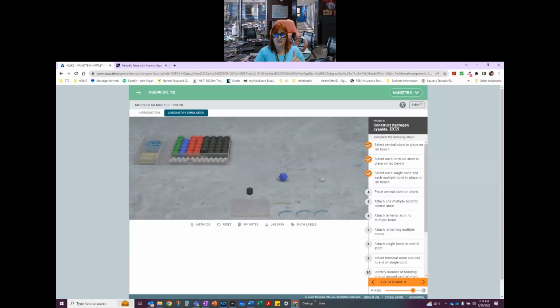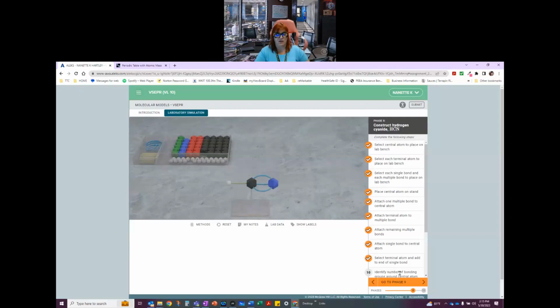Now I put my central atom on the stand. It says attach 1 multiple bond to the central atom. Okay, awesome, I put it there. Attach terminal atom to the multiple bond. So I pick up the nitrogen and I put him here. It says attach remaining multiple bonds. So I take this one over here and this one over here. Now I've got all of my multiple bonds between those two. Now I take this single bond, put him over here, and put his terminal atom.